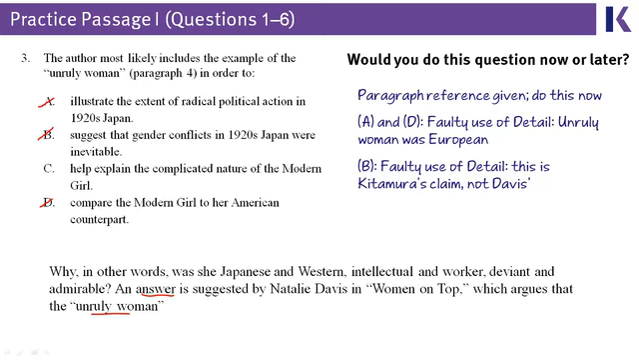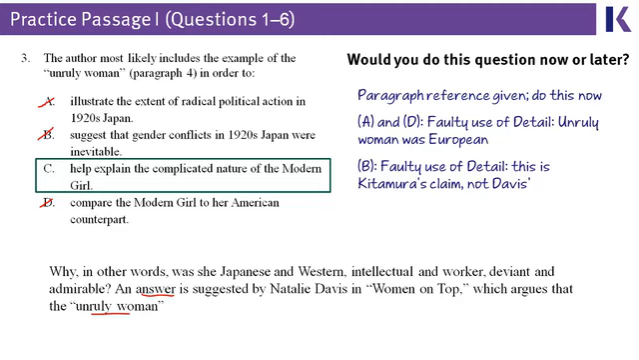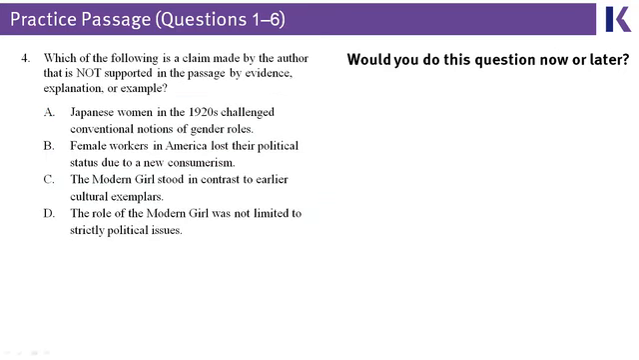So our only choice here that works is answer choice C, and it matches our prediction very well. We were looking for something that said the unruly woman was brought up to explain how complicated the modern girl was. Okay, let's move on to number 4.